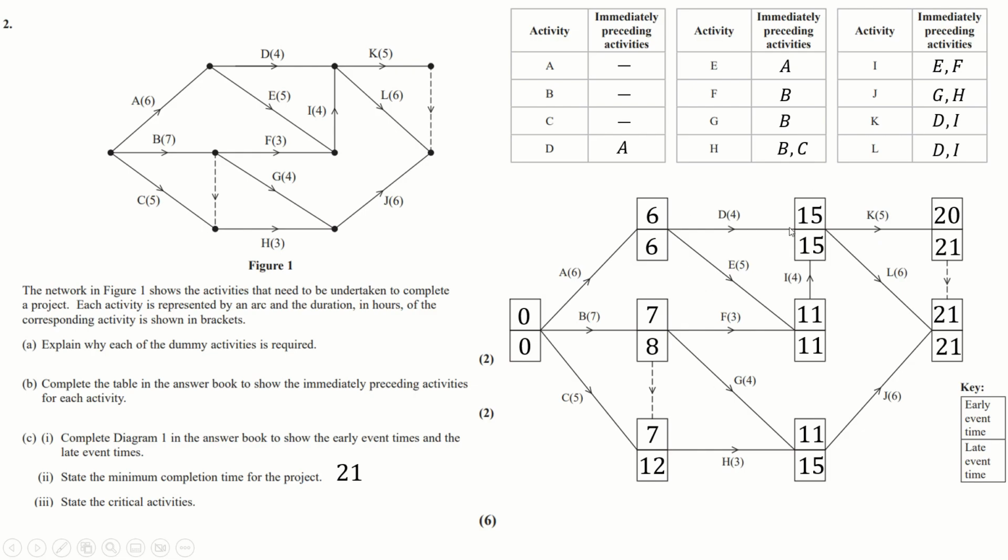Except D isn't, because you also need this amount of time to be the same as the distance between these things. So 0 and 6 are 6 apart. Activity takes 6. These two are 5 apart, activity takes 5. These two are 9 apart, activity only takes 4, so that's not critical. So it's just going to be A, E, I, and L for our critical activities.